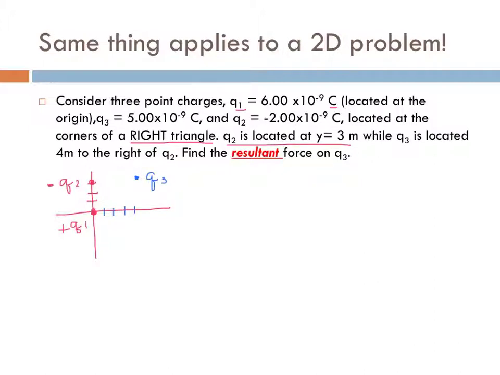And this is a positive charge. So we want to find the resultant force on Q3. Again, it doesn't matter that Q1 and Q2 exert forces on each other. All we care about is how they affect Q3.